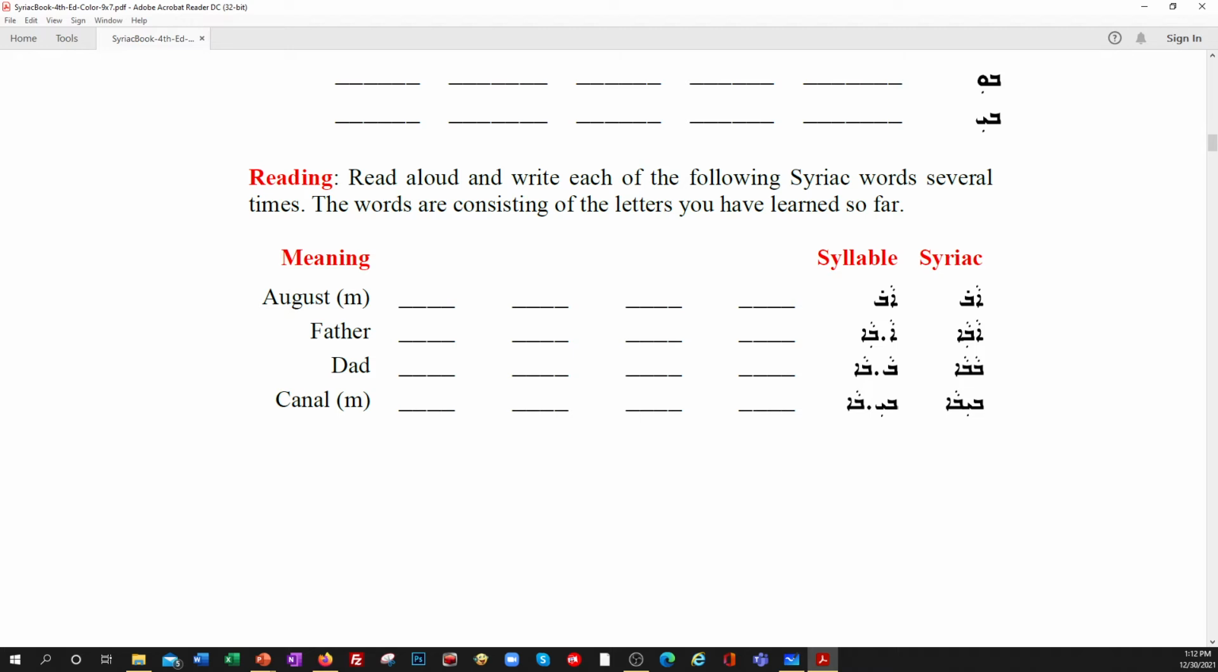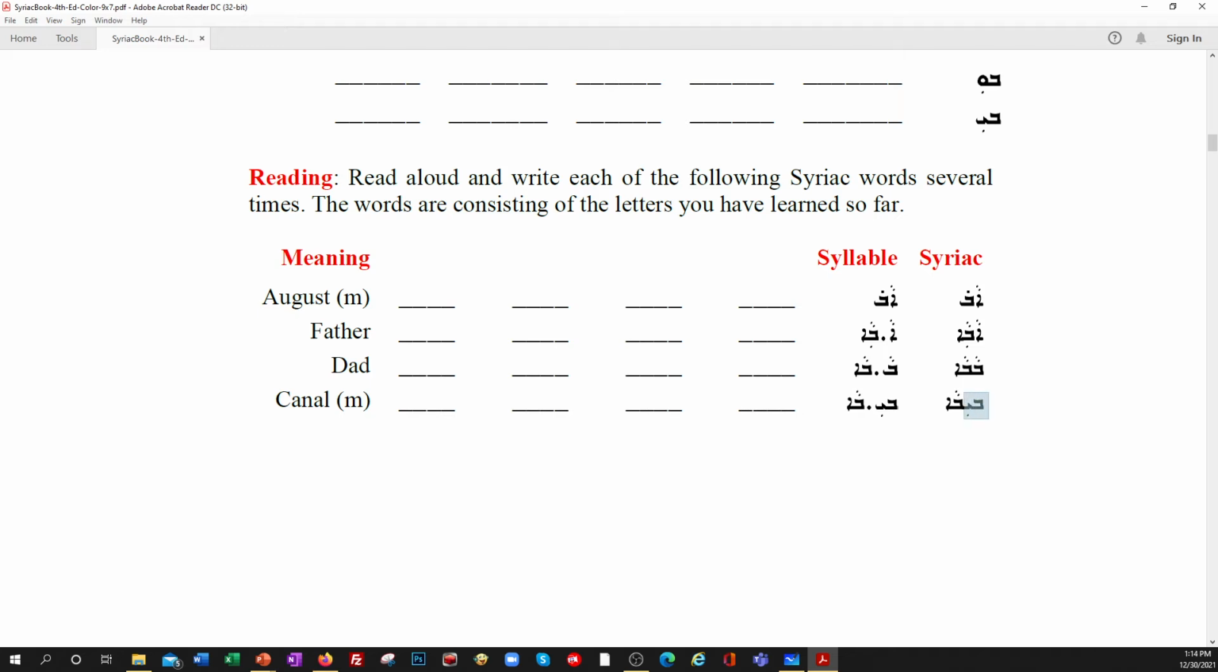So the first one is ab, and it's one syllable, so there's no dot in between the letters. So it's going to be ab, like this one. The second one, awa. Look at the syllables. Awa means father. The next one, which is also made from these two letters, baba. Two syllables here, ba, baba, means dad.